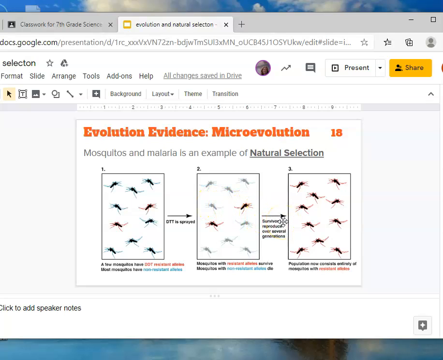So we look at our result. Survivors reproduce over several generations. And as we can see, the population now consists entirely of mosquitoes with resistant alleles, which means you can spray and spray, but you will not kill those mosquitoes because of their resistant alleles.